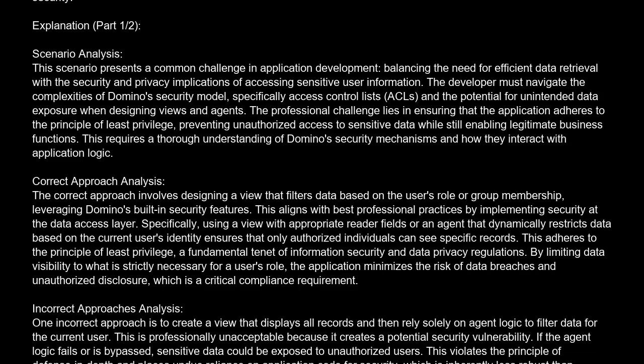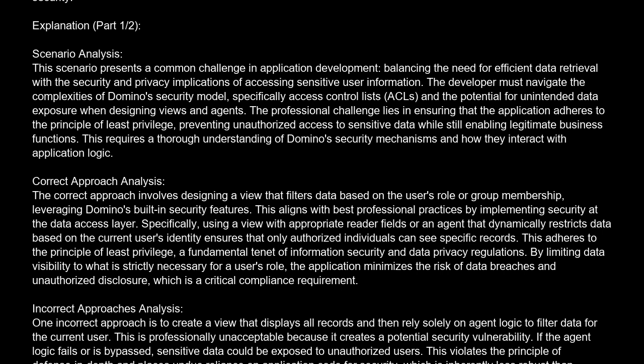The correct answer is B. Design a view with specific reader fields that grant access to review records based on the user's role, manager, or HR, and create separate views for managers to edit their direct reports' reviews, restricting edit access via document security.